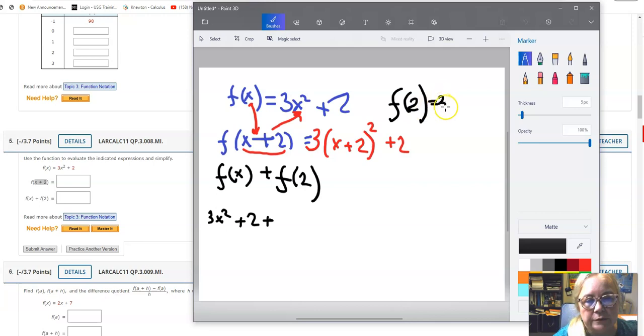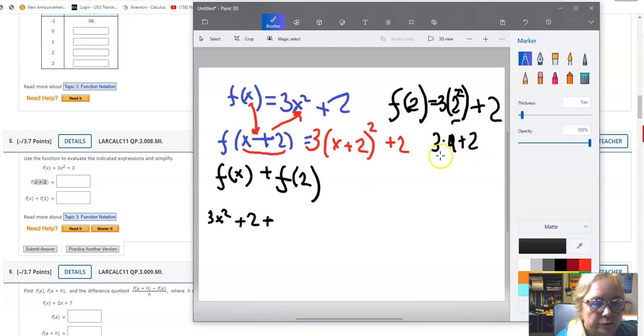3 times 2 squared plus 2. So please follow the order of operations, PEMDAS. Parentheses, we don't have parentheses here, basically. Exponent, we do have exponent. 2 squared is 4. 2 times 2 is 4. Multiplication or division from left to right, so we have 3 times 4 plus 2. And then multiplication and addition. First we do multiplication. 3 times 4 is 12 plus 2. It is 14. So we have plus 14.